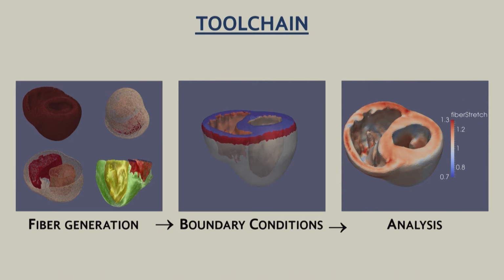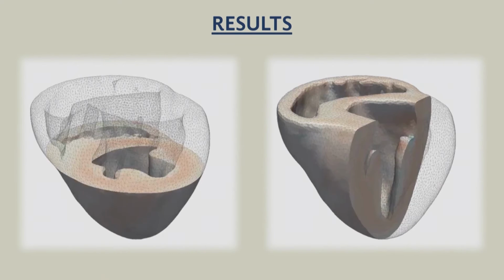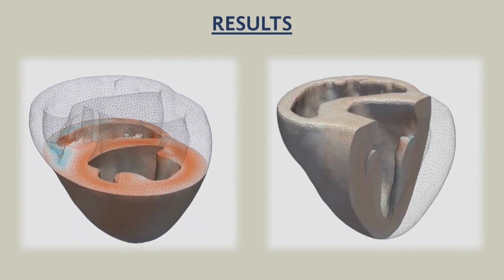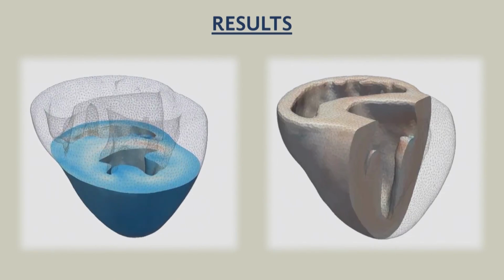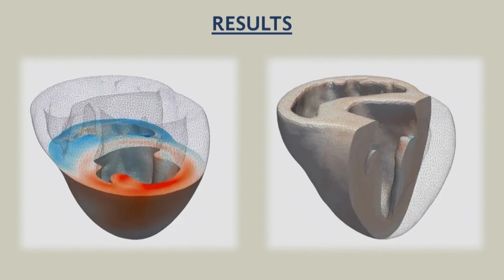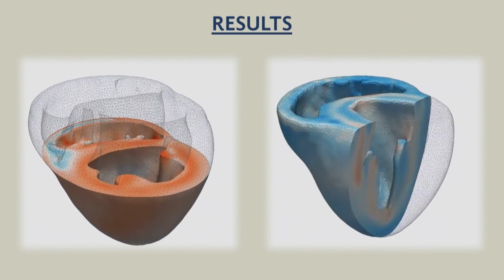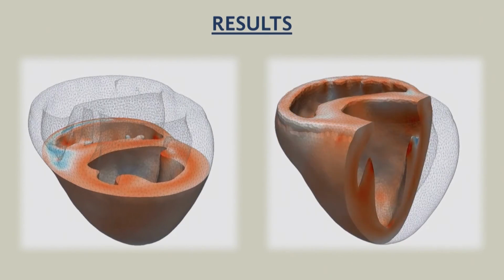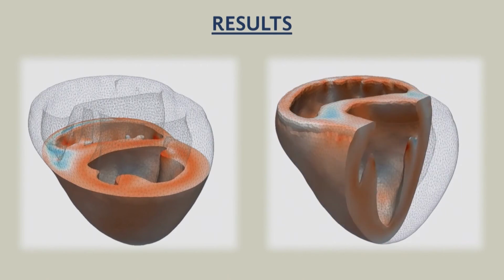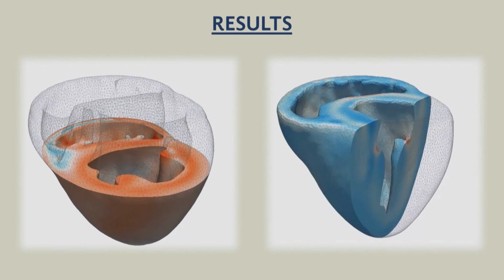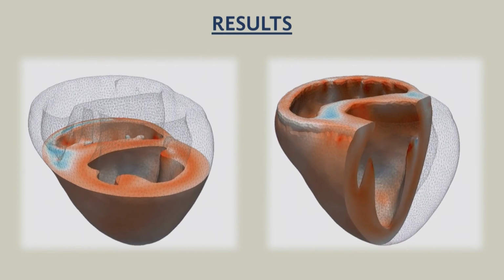Continuing on, we generated muscle fiber orientations, assigned boundary conditions, ran results, and it was pretty good. It was pretty fun, and we ended up with some pretty cool videos at the end of it, simulating a beating. This is a canine heart. The ultimate goal of the project is for a human heart.